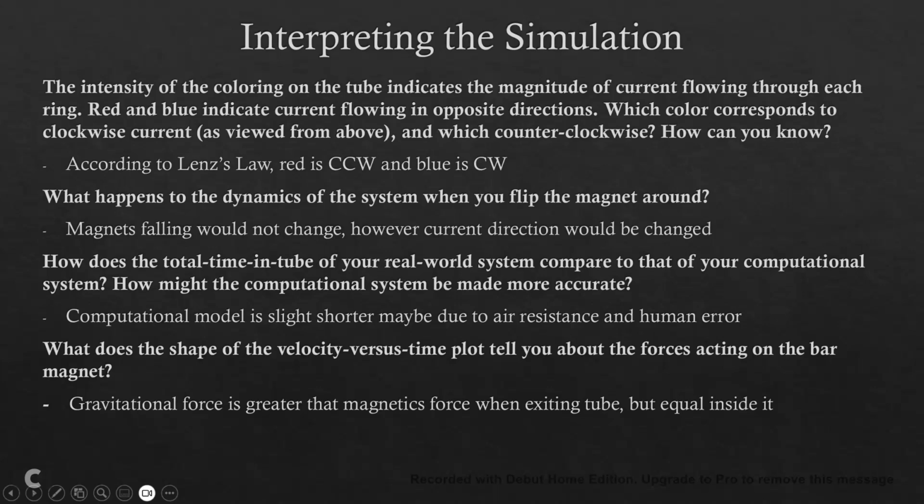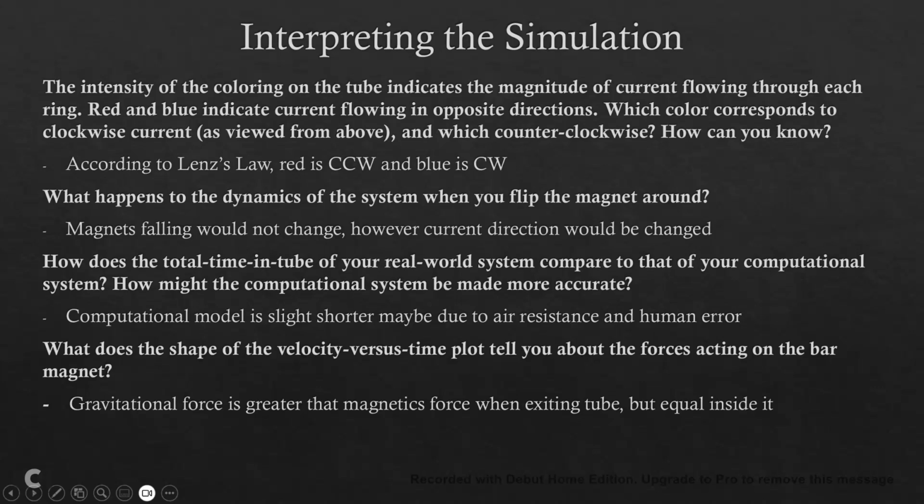What happens to the dynamics of the system when you flip the magnet around? Flipping the magnet around would not change anything except the current direction, and it would fall in the same time. How does the total time in the tube of your real world experiment compare to that of your computational model? The computational model is slightly shorter. This may be due to air resistance and human error in timing.